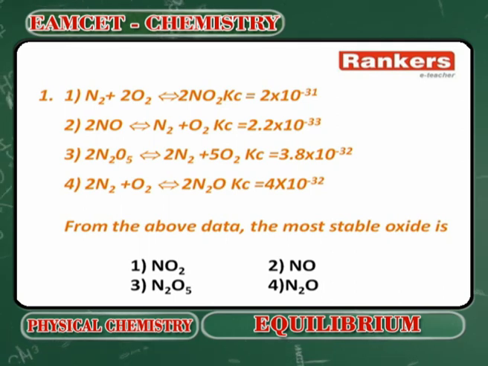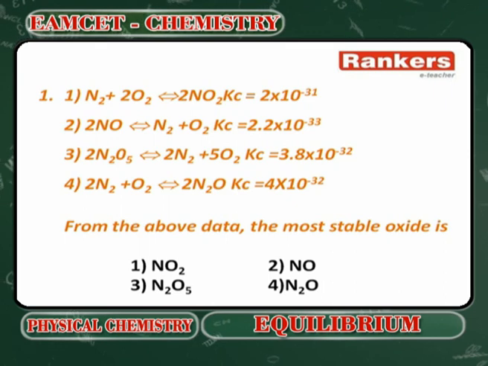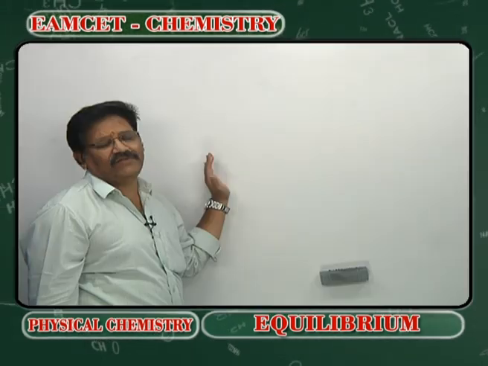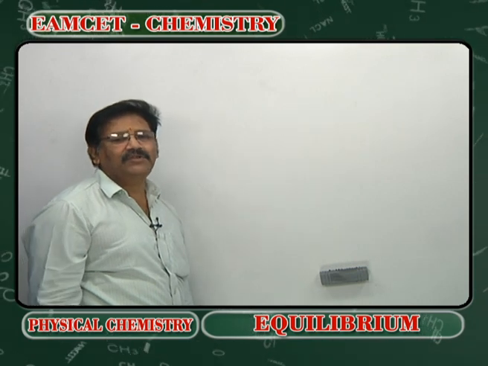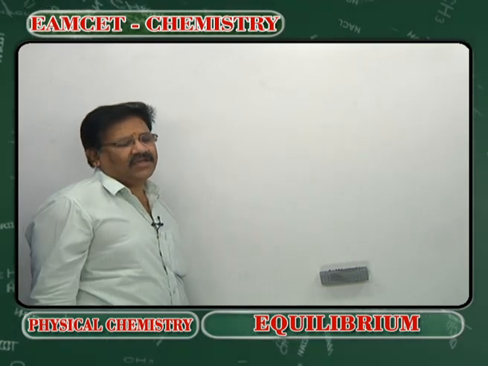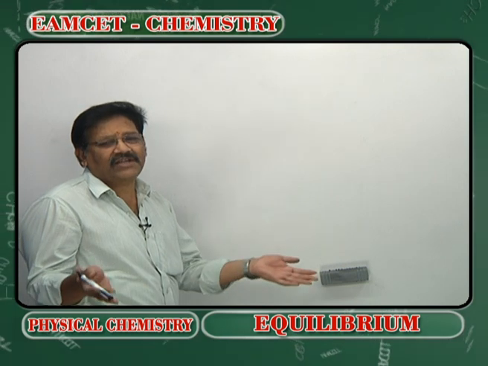So the stability of the oxide is inversely proportional to the dissociation constant value. Lower the dissociation constant value, greater is the stability. If the dissociation constant value is high, it implies that the oxide is not stable. That is why it is undergoing dissociation to a greater extent.